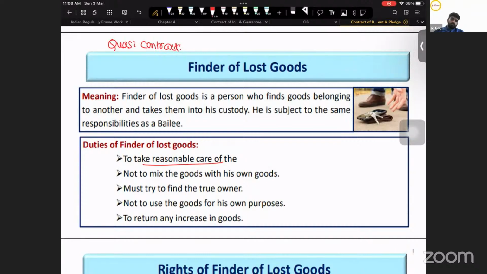Till the true owner is found, law considers the finder of lost goods as bailee. Law puts him in the position of bailee. That is why there are certain rules which he must observe, and that is why this is specifically discussed under the provisions of bailment. So law imposes certain obligations on the finder of lost goods, and certain provisions of bailment will also be applicable to him.